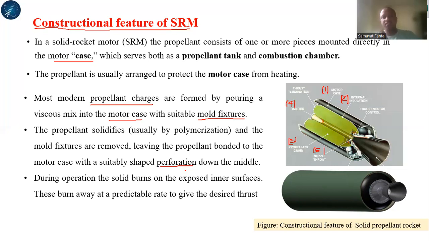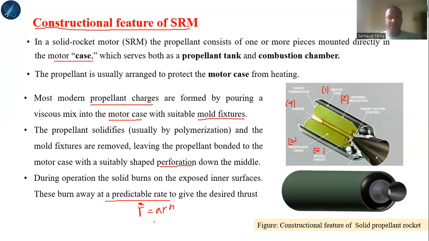During operation, the solid propellant burns on the exposed inner surface. It burns away at a predictable rate to give the desired thrust. This predictable rate is called burn rate. We call it r dot. r dot is equal to a times p to the power of n. We will see what this formula is, what a is, what p is, what n is. So r dot, the dot meaning rate, is the time rate. That's why burn rate. So a p to the power of n is the burn rate.